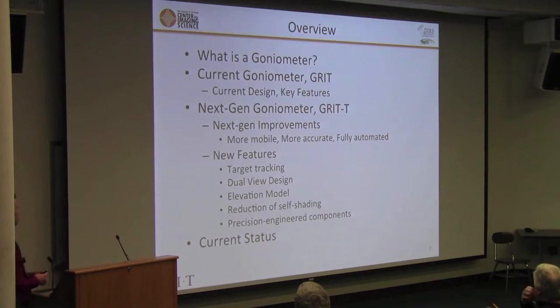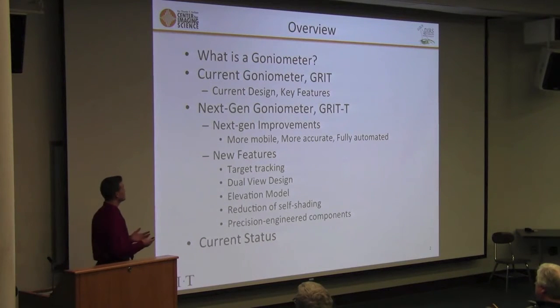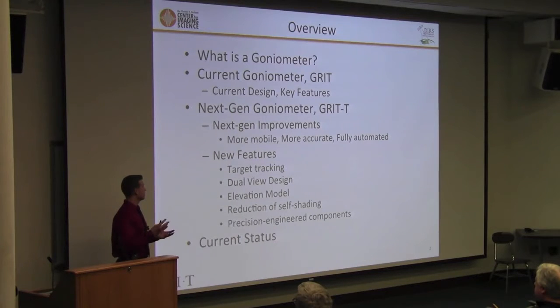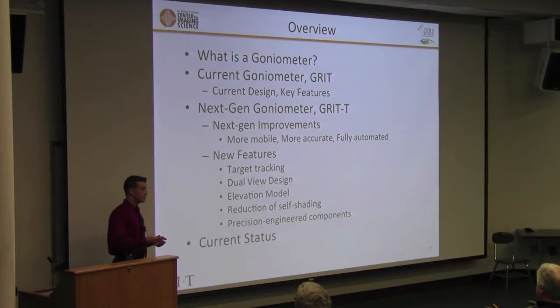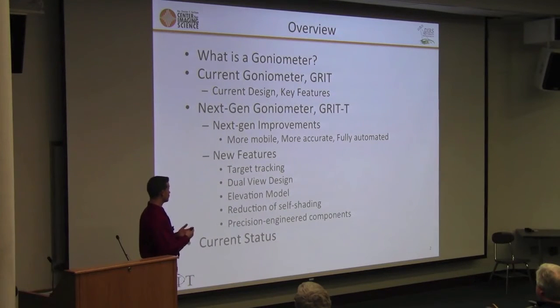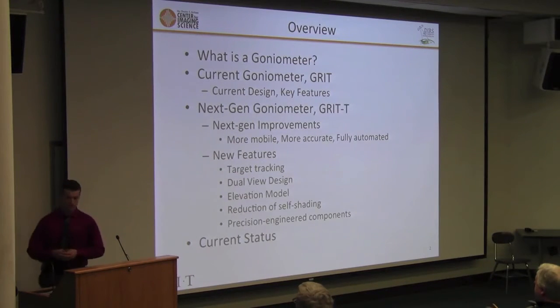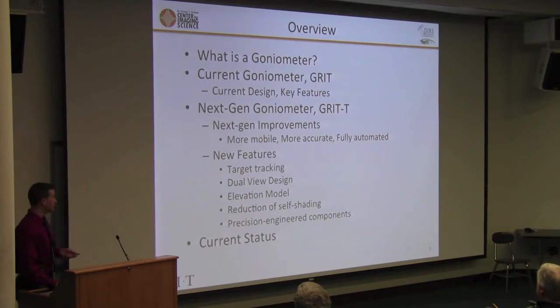So what I'll talk about is, what is a goniometer? To those not completely fluent in remote sensing terminology, it might not seem like an instrument that you've ever heard of. I'll go over that. I'll talk about what we currently have, basically start where Chip left off with what features we currently have in our GRITT goniometer. Then I'll talk about the next generation goniometer, which is the GRITT. And I'll talk about the improvements that we made with that device over the old one, and some of the new features that device has over others that we've seen out in literature. And then I'll go over the current status with you and show you some cool pictures.